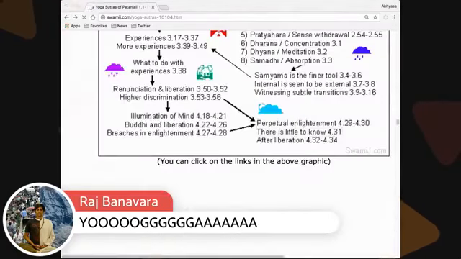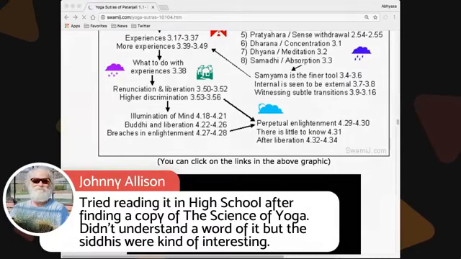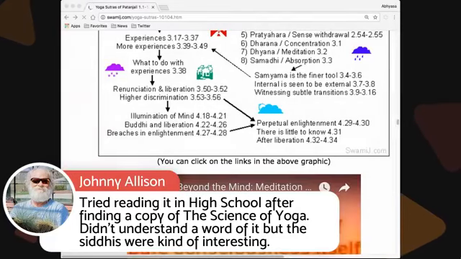Johnny said, tried reading it in high school after finding a copy of the Science of Yoga. Didn't understand a word of it, but the cities were kind of interesting. Yeah, that captures the principle. Thank you, Johnny. Yes, we read it and we don't understand a word of it.